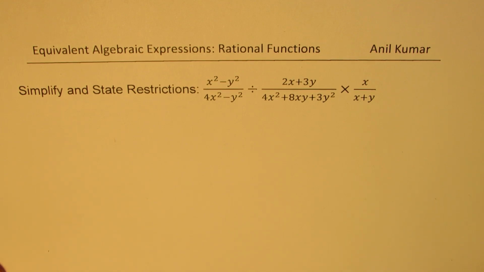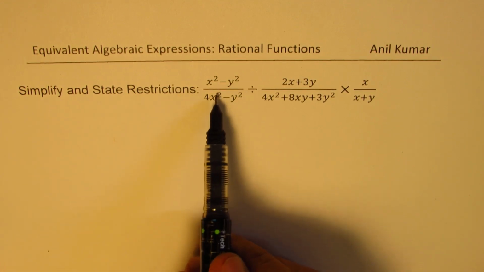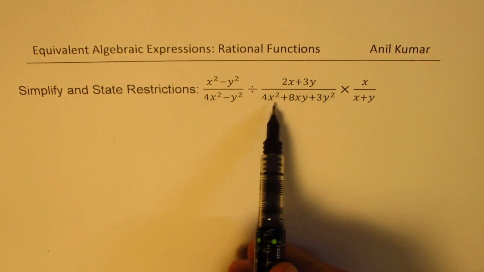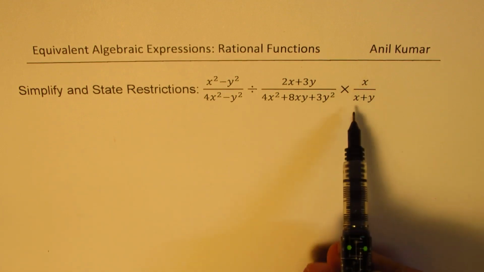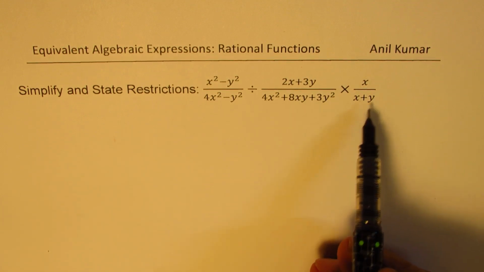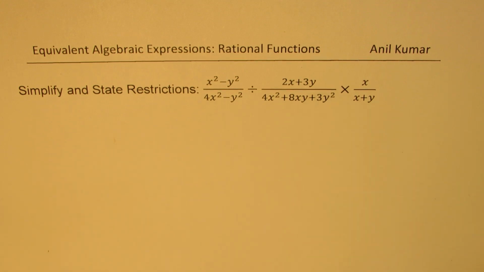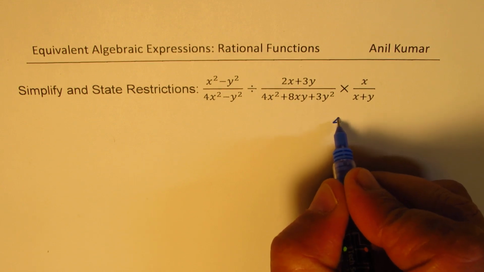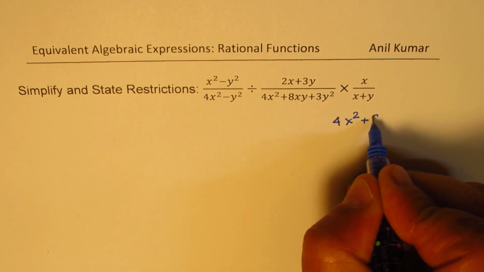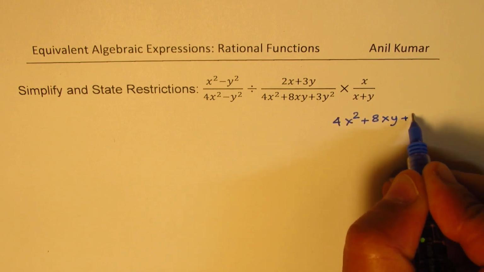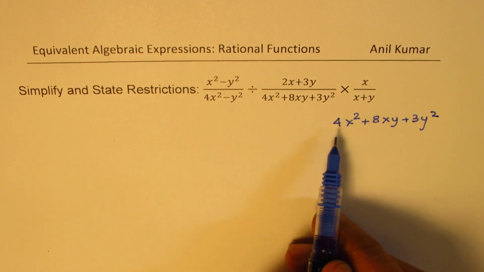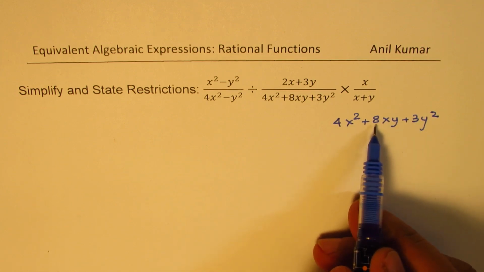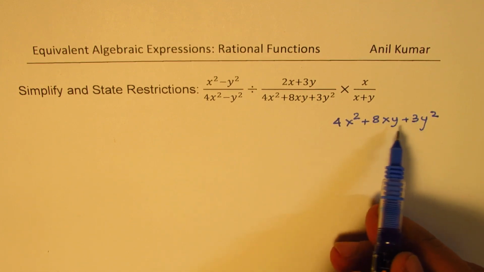So in part B, we have (x square minus y square) over (4x square minus y square) divided by (2x plus 3y) over all this, times x over x plus y. We need to factor this trinomial, so it's a good idea to take this up separately. So let's try to factor 4x square plus 8xy plus 3y square first. We're looking for a product of 4 times 3, which is 12, and sum of 8, which is 6, right? So 6 times 2 can work for us.